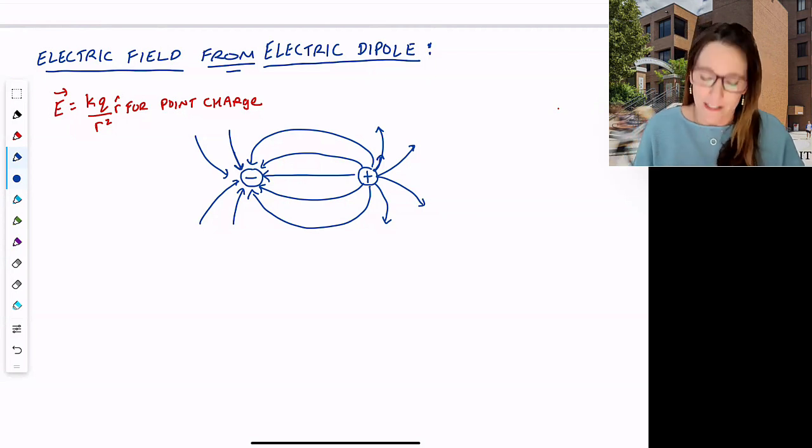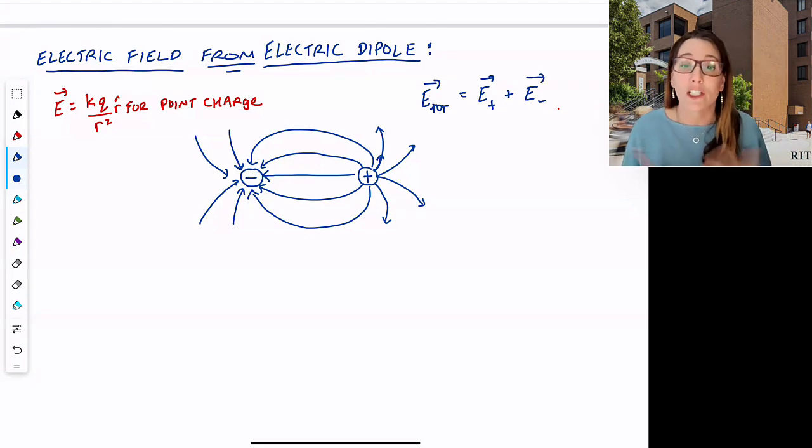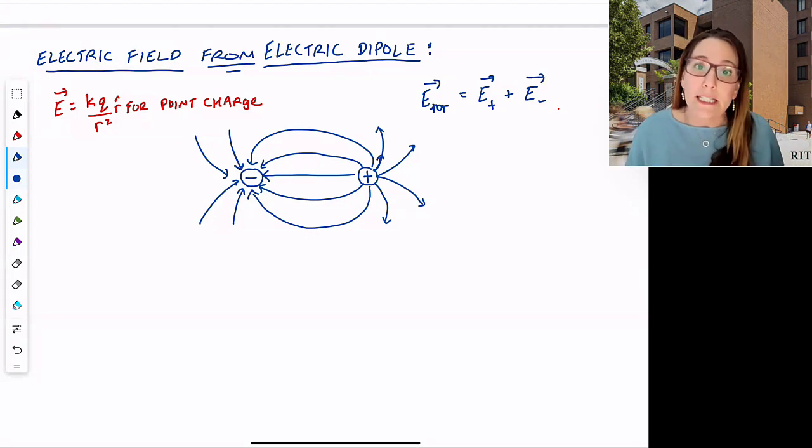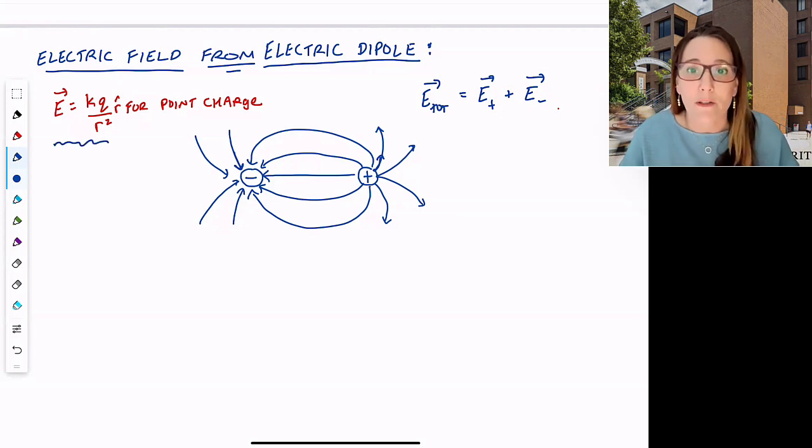At any point in this space, we would get the total electric field by simply adding the electric field from the positive charge plus the electric field from the negative charge. We have to do the vector addition to add those electric fields. Each dipole electric field can be found from the electric field equation for a point charge that we saw earlier in this module.